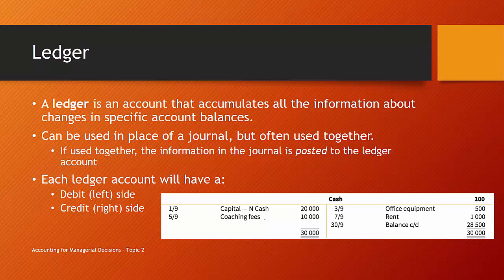So the information from the journal, all those various transactions, gets posted to the ledger, and what you end up with is, so this is the first transaction, the cash coming in. We have office equipment, we have the coaching fees and the rent.